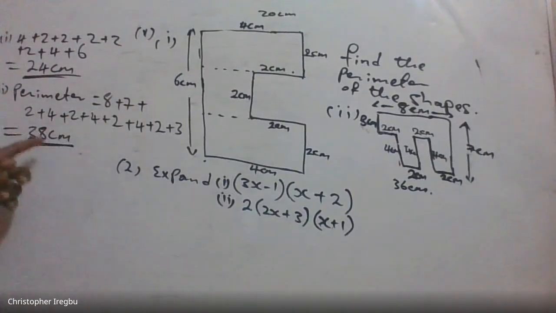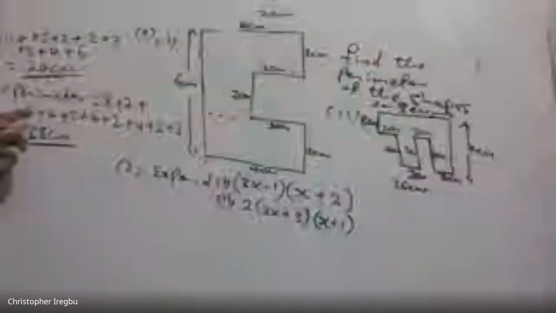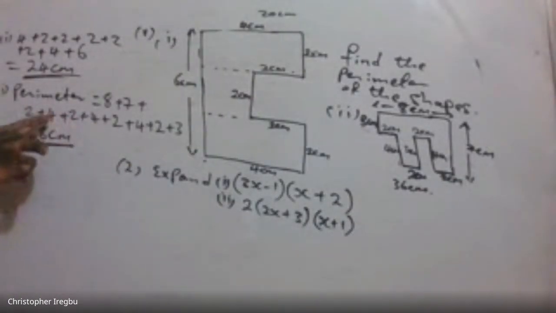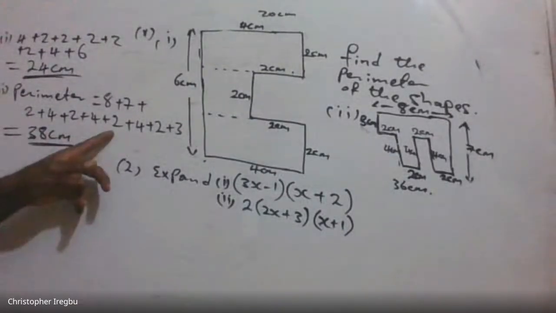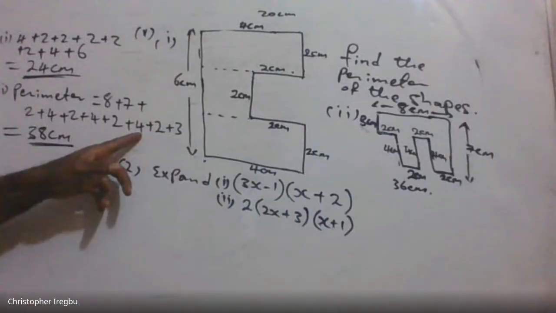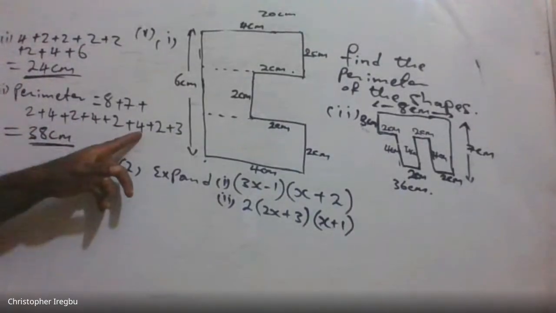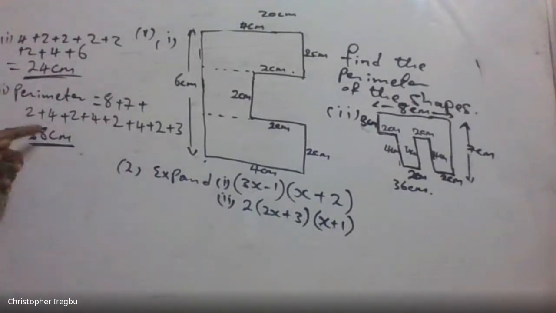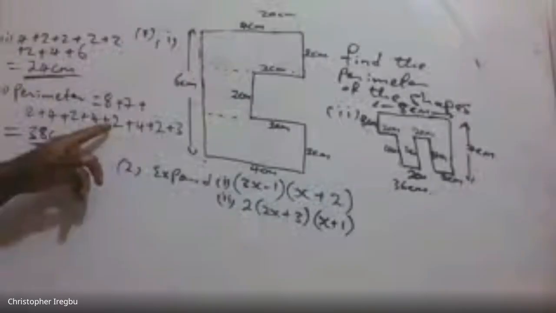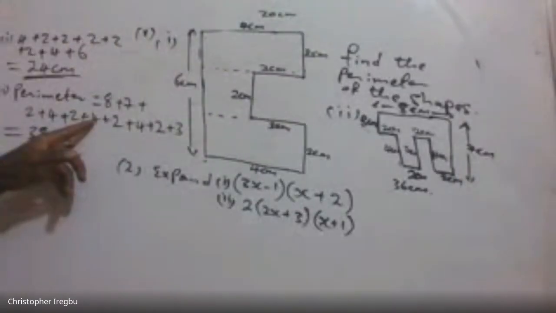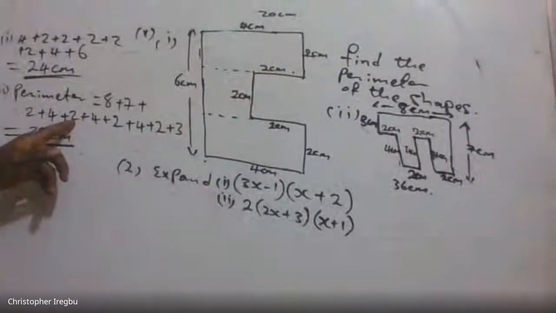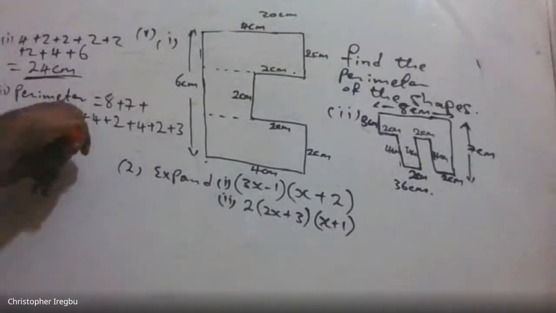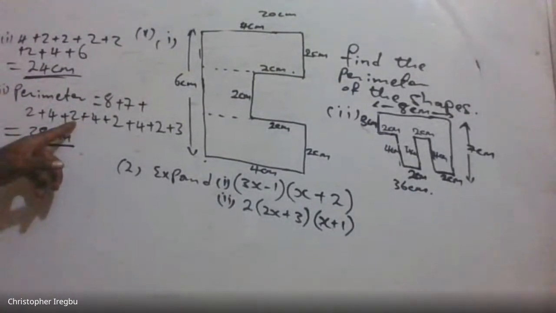So this is 15. Let me say 2, 2, 4, 6. Okay, here is 4. 4 plus 4 plus 2. This is 10. 10 plus 4, 14. 14 plus 4 is 18. 18 plus 5. Sorry, this is 5, 7, 9, 13, 15. So this is 15. Let me come again, please.